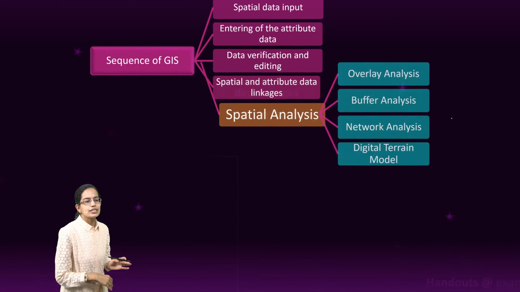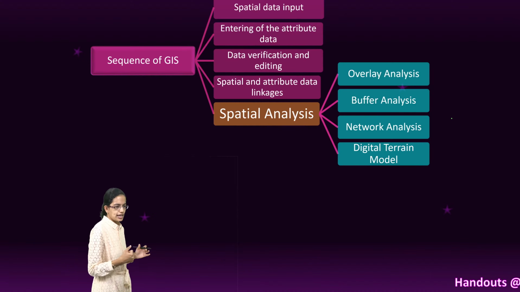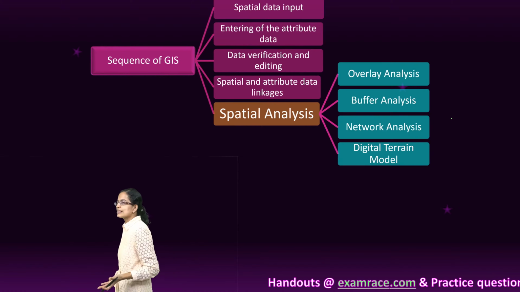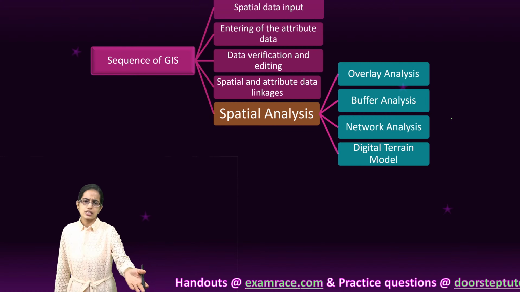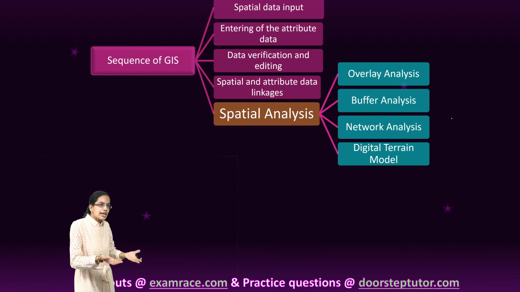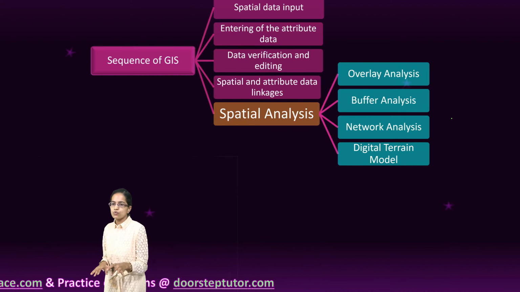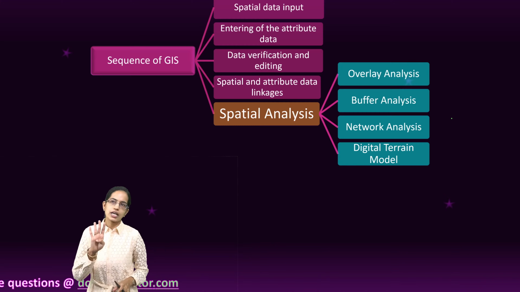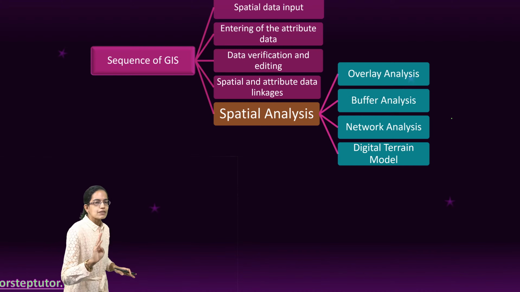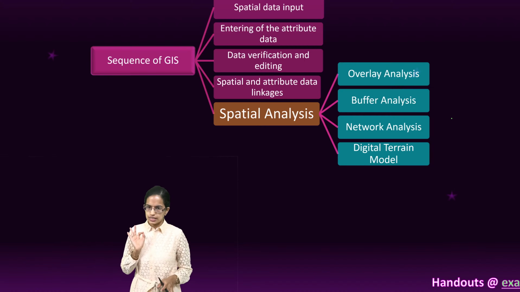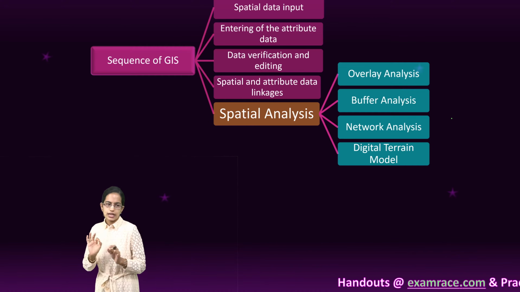The last one is analysis. Now how do we analyze the data? We have done so much so far. Now the final thing is analyzing and representation on the map. So when I am analyzing and representing it on the map, what are the various ways through which it can be done? Again, four simple methods. It can be overlay analysis, buffer analysis, network analysis and digital terrain model. What are those? We'll understand in a while.